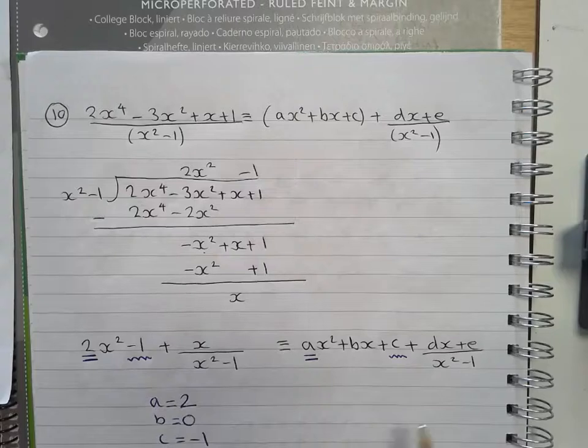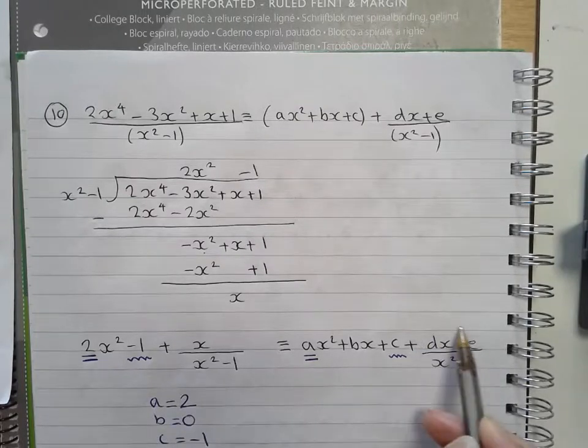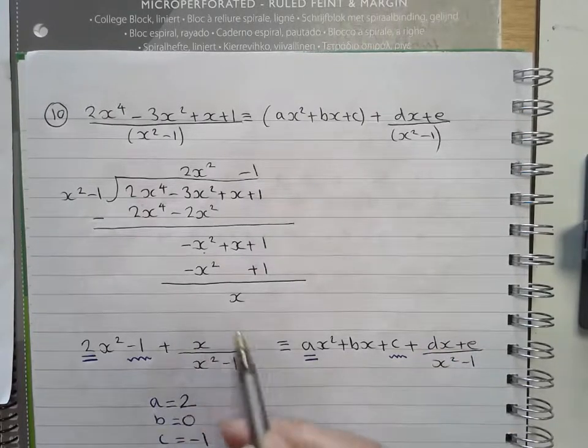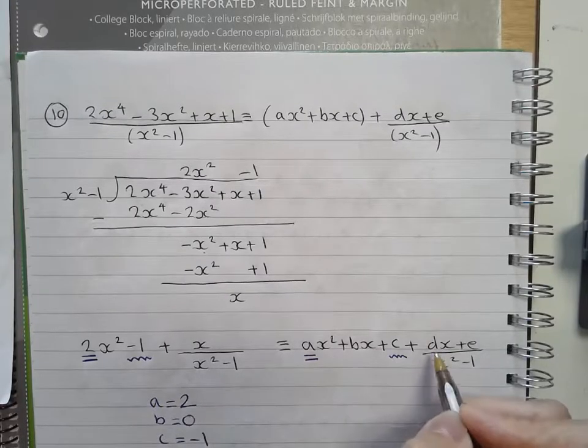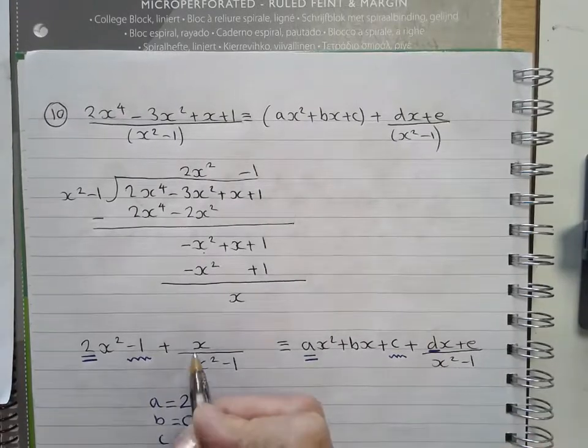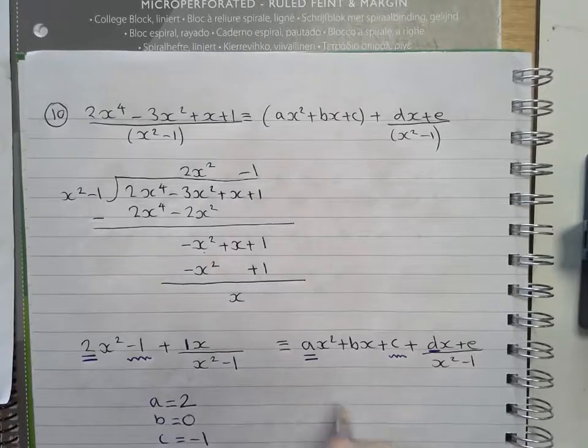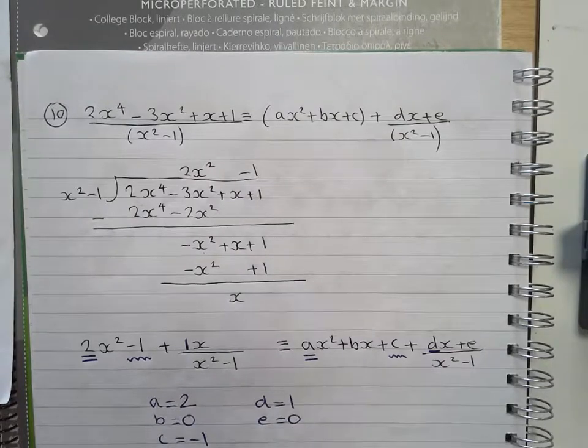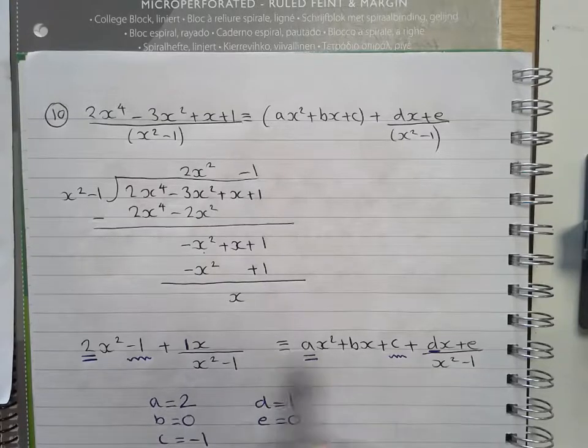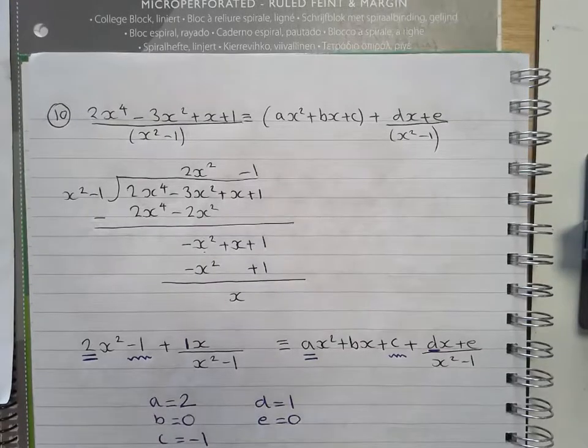And now I look at my remainder here. So my remainder here is my remainder here. So my dx must be equal to 1, because I've got my imaginary 1 there. So d must be equal to 1. And my e must be equal to 0. There's nothing there. So I've worked out a, b, c, d and e by comparing coefficients in this way, and I've now completed my question.